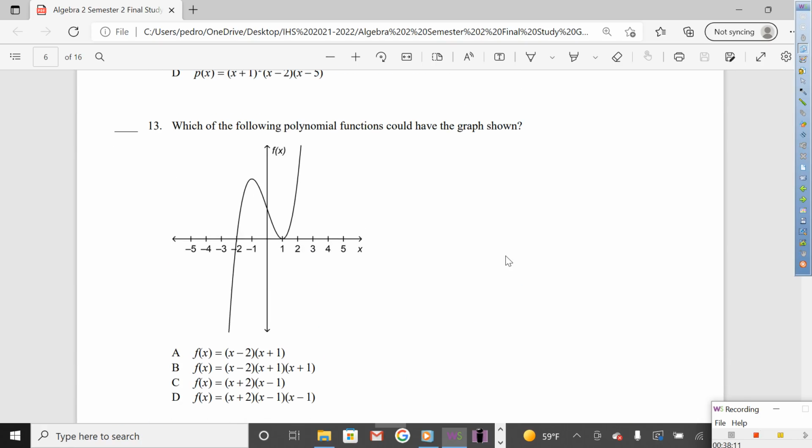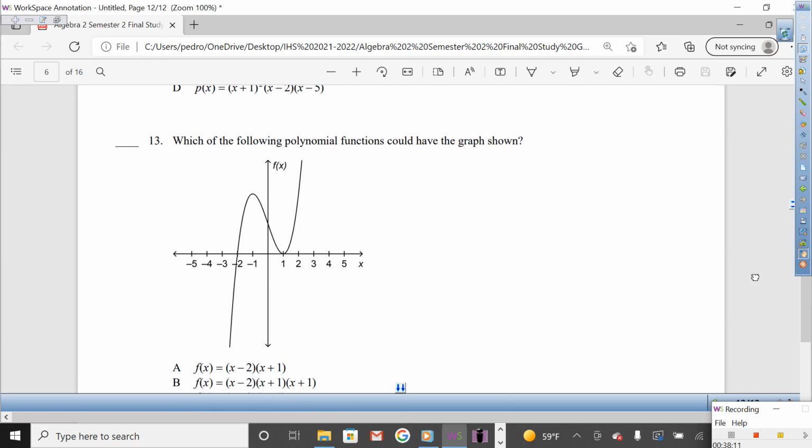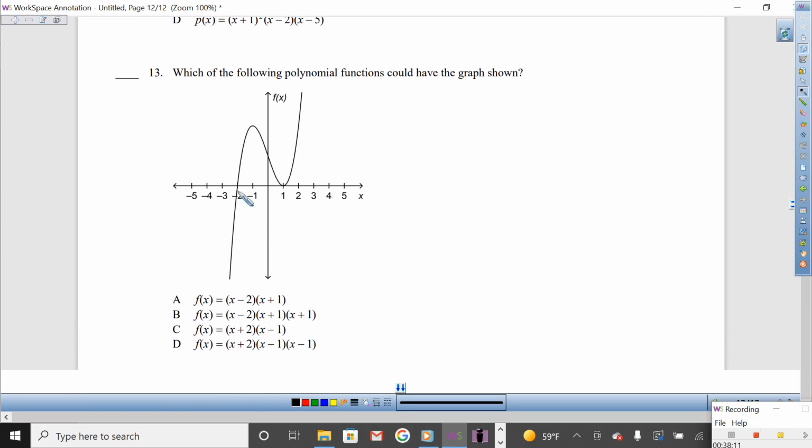I think the last one, look up. What kind of function? Odd or even? Odd. Okay, so it looks like a cubic. What are my roots? Negative 2. What else? Positive 1. Why? Because it doesn't go through, it just bounces off. So this is a double root. So which is the answer for this one? Tell your neighbor, please. Answer is D. That is correct.